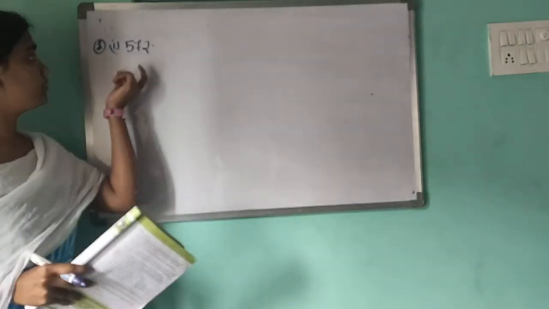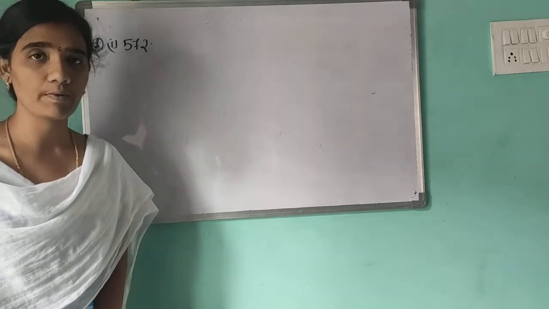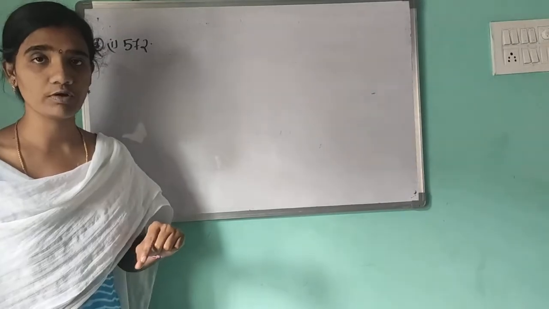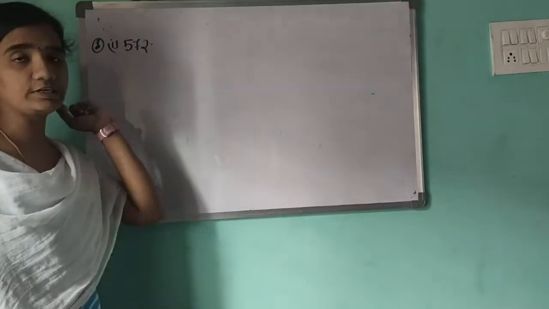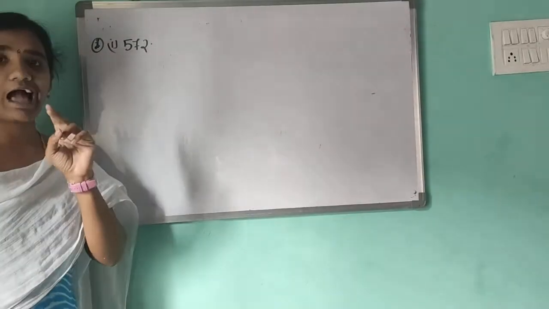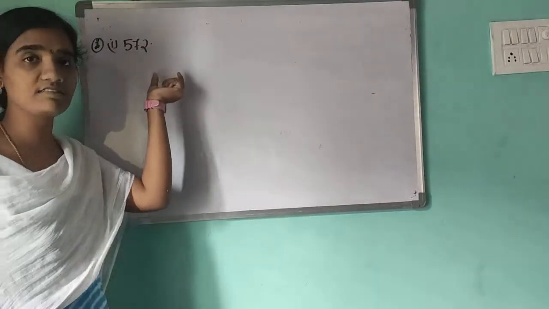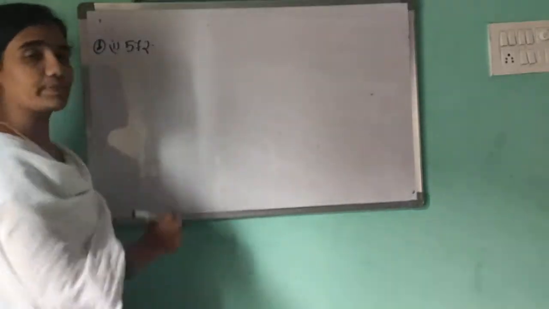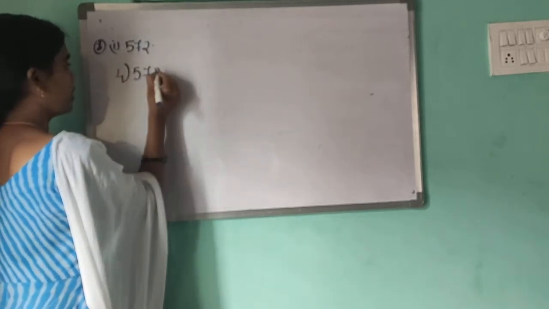How to find whether 572 is divisible by 4 or not? What is the divisibility rule of 4? If the last 2 digits of the given number are divisible by 4, then the whole number is divisible by 4. If the last 2 digits are not divisible, then the whole number is not divisible by 4. And also, if the given number has two or more zeros in the last digits, then that number is also divisible by 4. Let's check 572 first.